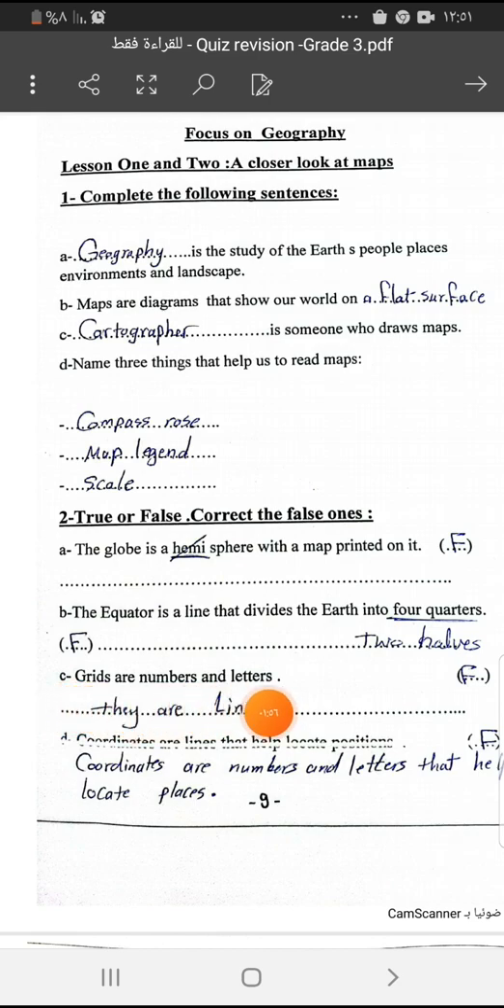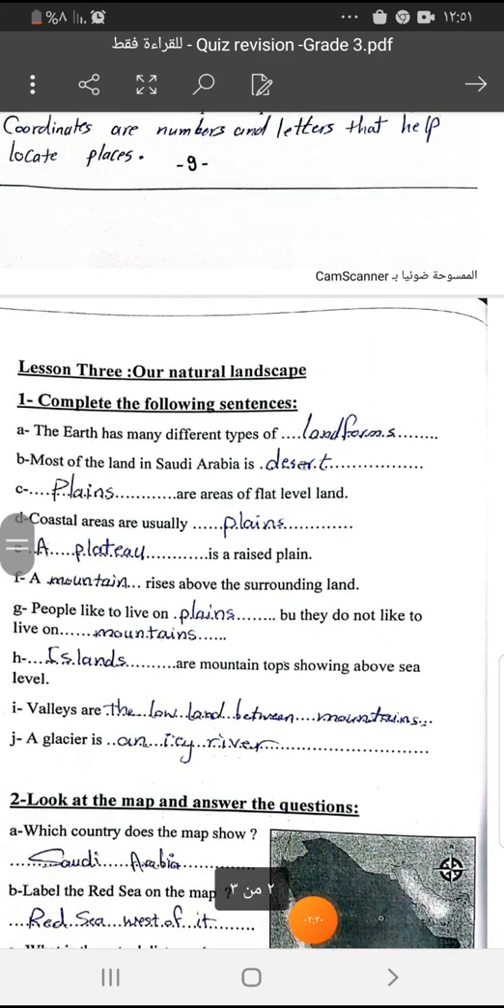C. Grids are numbers and letters. No, the grids are the lines that form like a net around the globe or around our maps. So the grids are the lines, but the coordinates are the numbers and the letters that are used to locate places. Coordinates and grids together help us locate places the same way that we discussed in the classes. Next one.